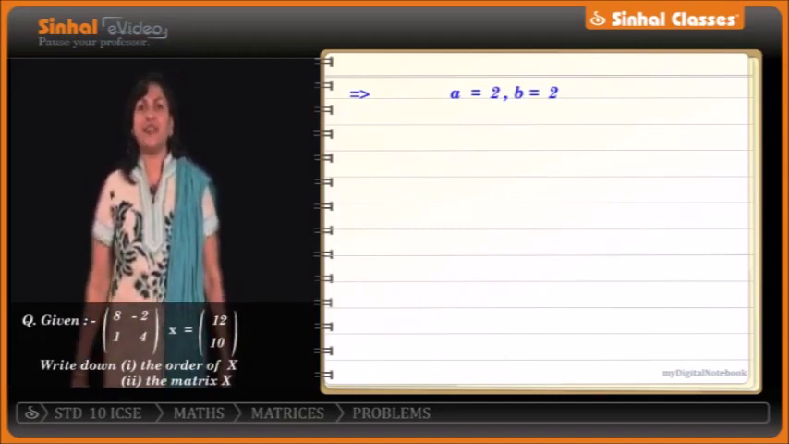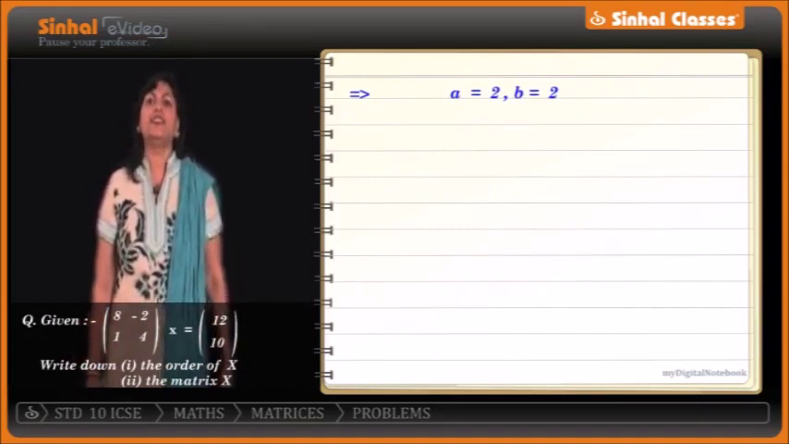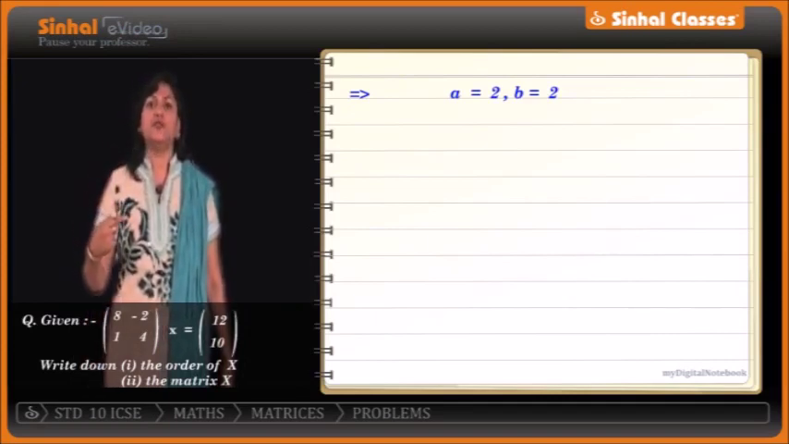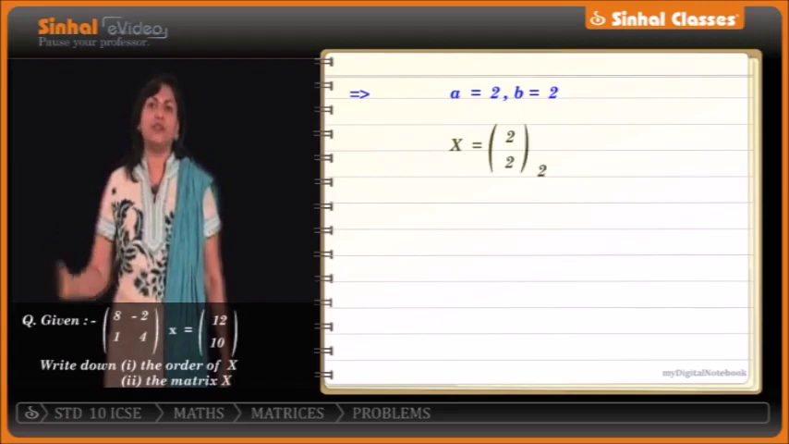But what were we asked to find out? We had to find the matrix X, which is A, B. So we will write 2, 2. That is, X is equal to 2, 2, and it has order 2 by 1.